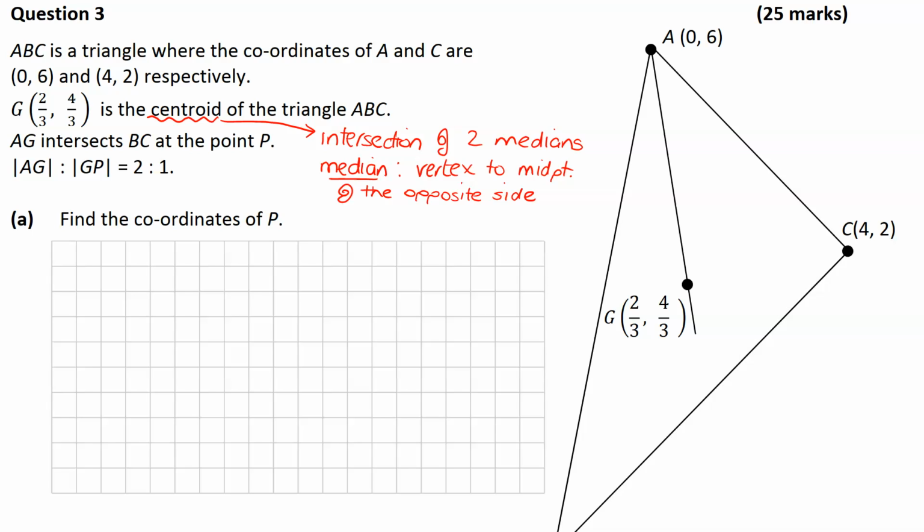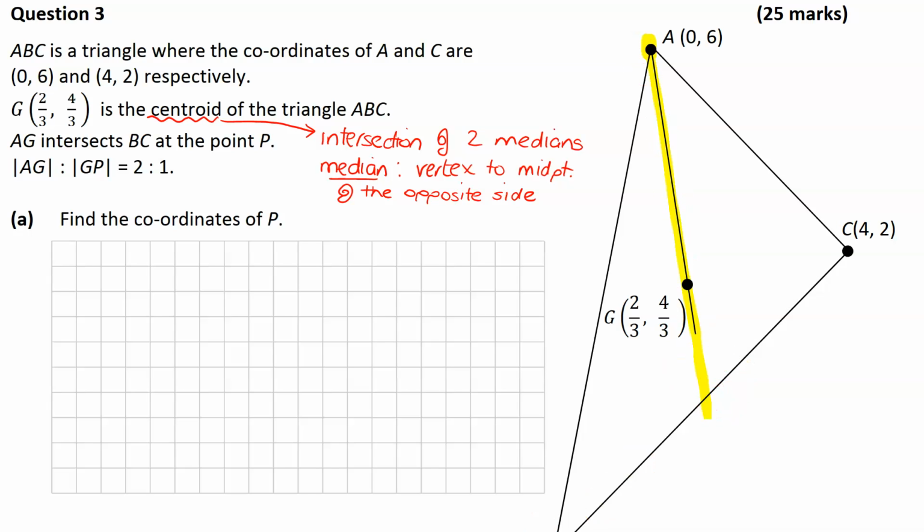Okay, so this question here starts to bring in some of your centers. So your centroid here is the one they're talking about, and the centroid is the intersection of two medians. Now, what's a median? Well, a median says that you start at one vertex, here A, and you go right along that towards the other vertex, here BC, and where you land is the midpoint of BC, or the midpoint of BC to its opposite vertex.